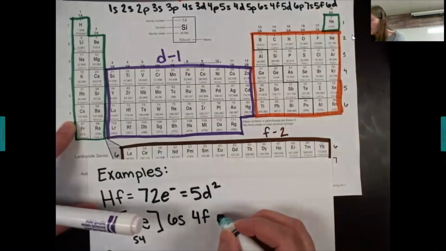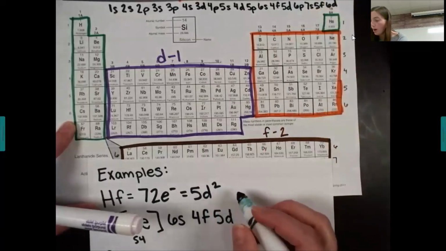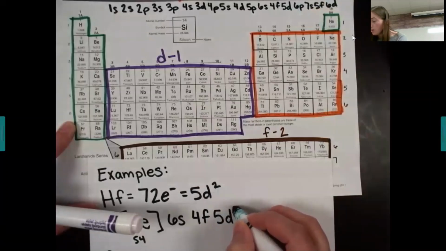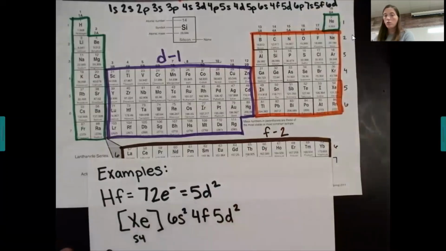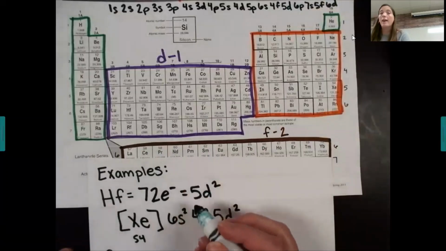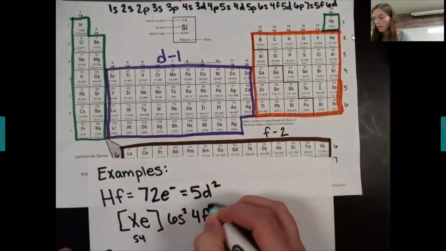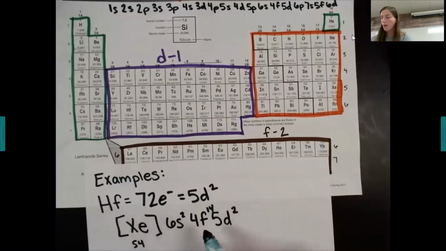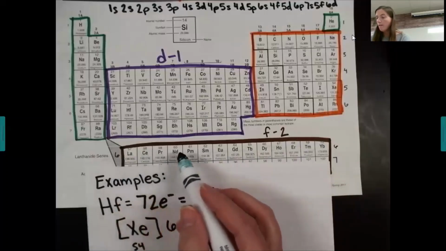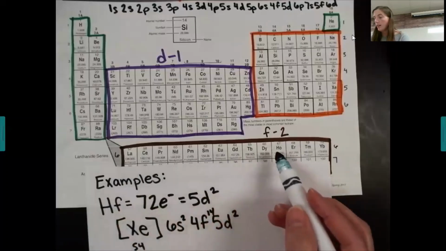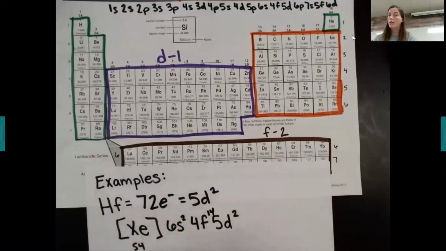After 4f is 5d. And our element is in the 5d block. So we can just finish it with 5d2. Then when I go back and fill in the numbers, we know s's have 2 elements. F's can hold 14. If you don't remember how many f's can hold, you can count the elements in the f block. 1, 2, 3, 4, 5, 6, 7, 8, 9, 10, 11, 12, 13, 14. Okay, 14 elements means 14 numbers.